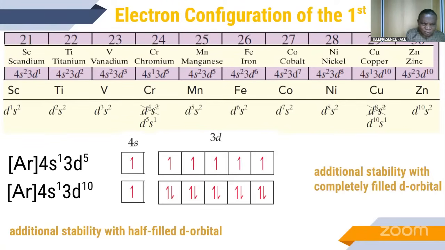Only when you get to chromium, because of extra stability, it adheres to 4s1 and 3d5. So that is why in chromium you have 4s1, 3d5, because chromium with this electronic configuration is more stable than the d4s2. Likewise, in copper, completely filled d orbitals are more stable than partially filled d orbitals. That is why, instead of having d8 s2 in copper, you have d10 s1. So 3d10 4s1, because of additional stability with half filled orbitals in chromium and additional stability with completely filled d orbitals in copper.